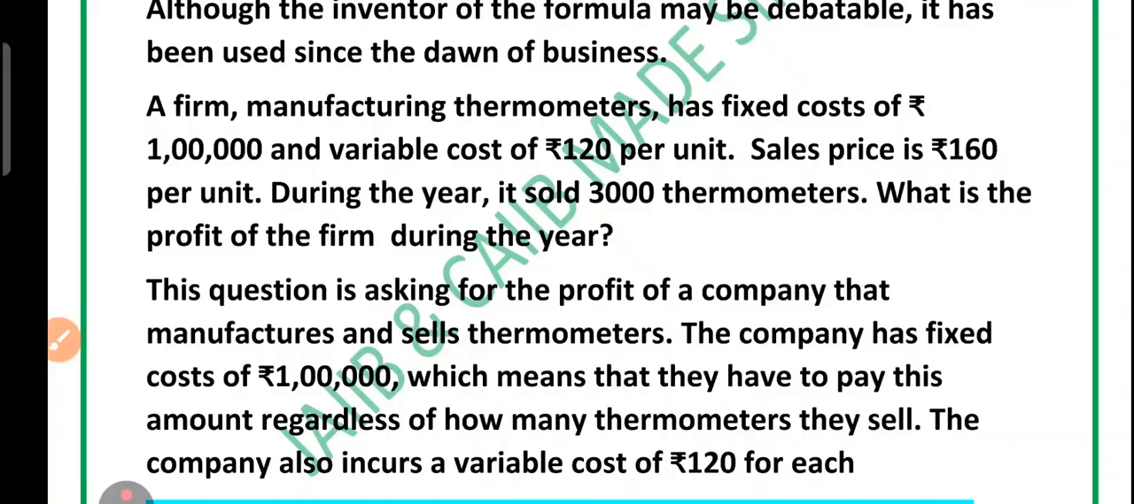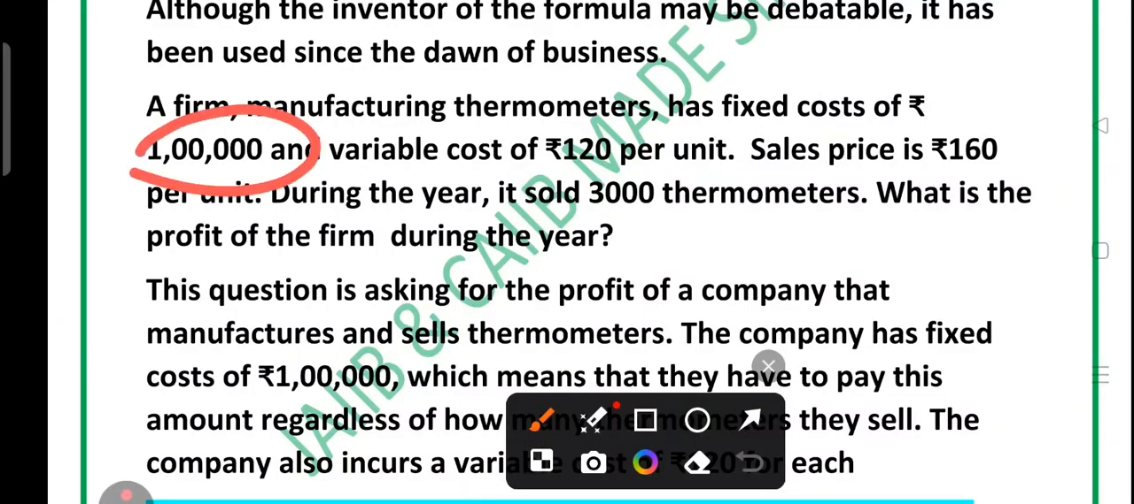And total cost will be how much? Total cost will be the fixed cost plus variable cost. Fixed cost, you can see they have given 1 lakh. And VC we have just calculated. It is how much? 3,60,000.